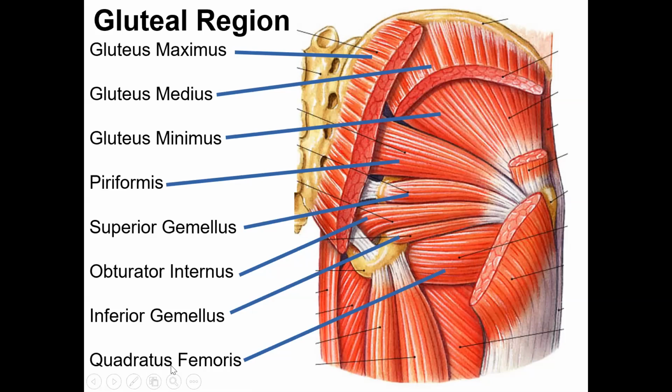And anytime you see the word quadratus, that is usually meaning a muscle that has 4 equal sides, or is kind of shaped like a square or a rectangle. And that is the shape that we see with this quadratus femoris muscle. So I'll say those here again. The piriformis, superior gemellus, obturator internus, inferior gemellus, and quadratus femoris.